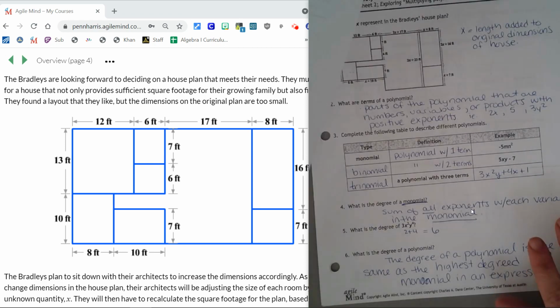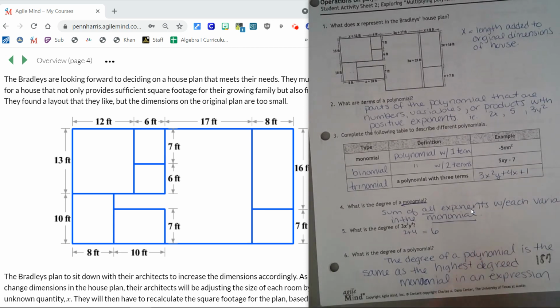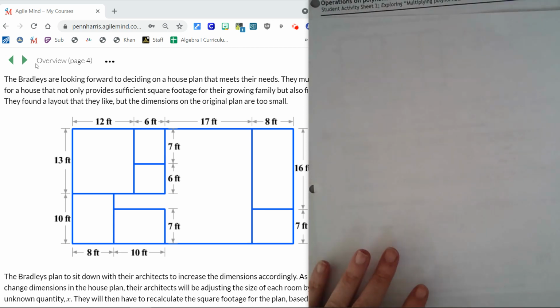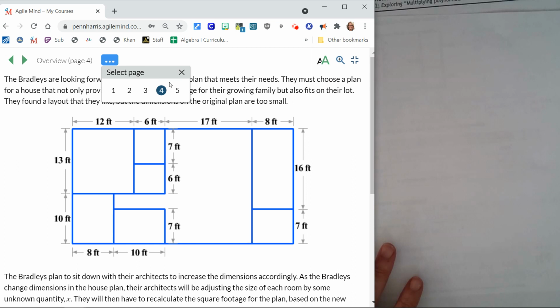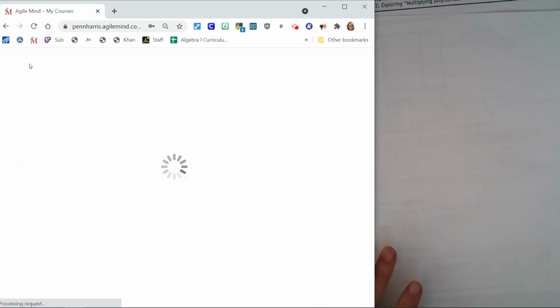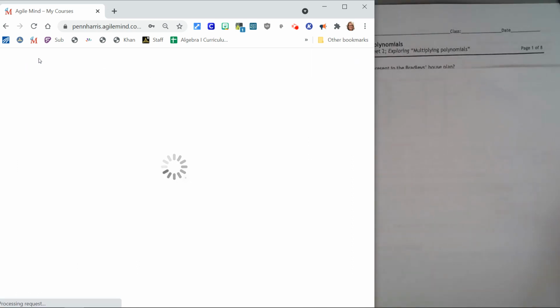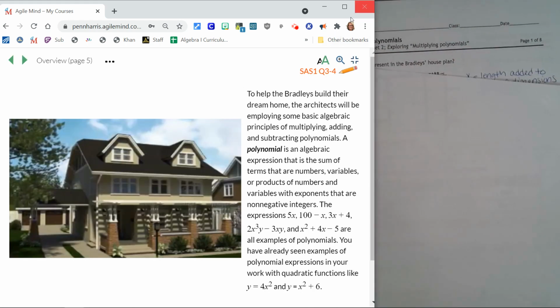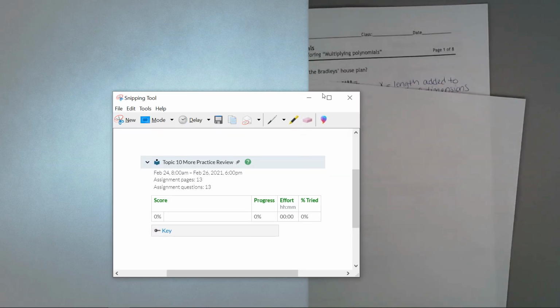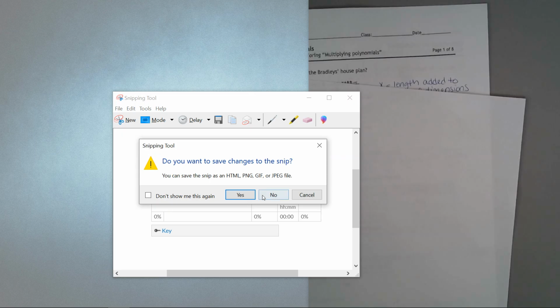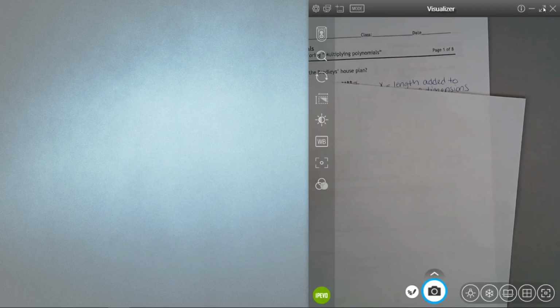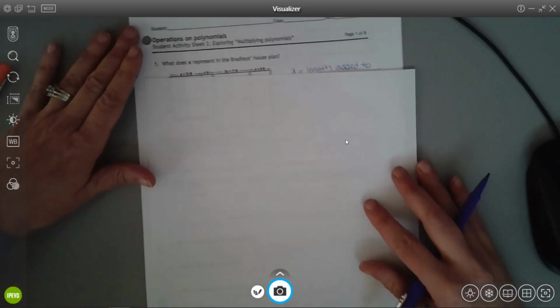Going on. Okay, let's go ahead and look at student activity sheet 2. On this, guys, we are going to learn how to multiply. Some big things before we go through and actually multiply this.